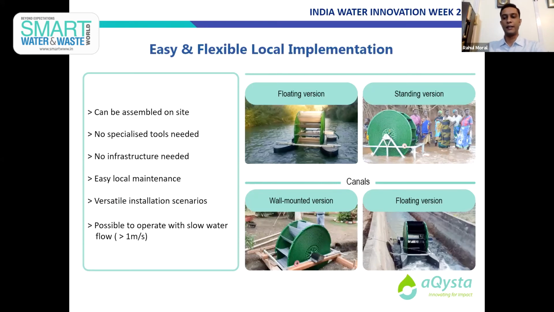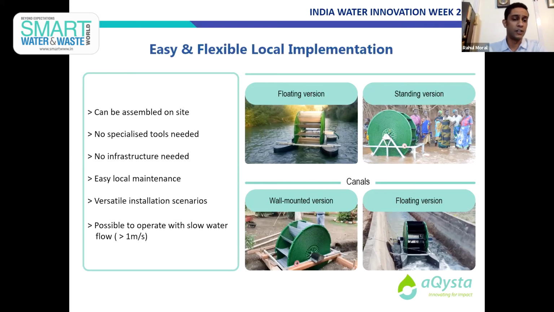This is one of the things that our team has stressed while designing the product: to make it easy and flexible for local populations, because we plan to implement this in mostly agricultural areas in our country and in neighboring countries. That means rural areas. So the design itself is quite easy and flexible for local implementation. It can be assembled on site. No specialized tools needed. We don't need infrastructure. Easy local maintenance. People who have seen the installation process can then help others to install it themselves, and also help with maintenance, which is very little anyway.